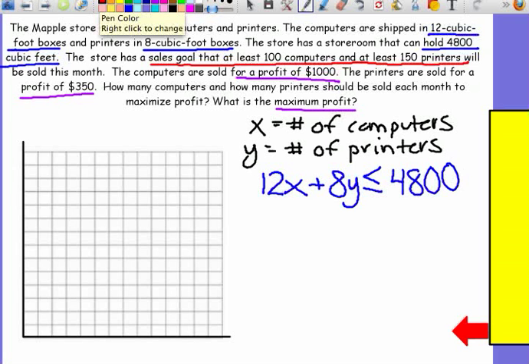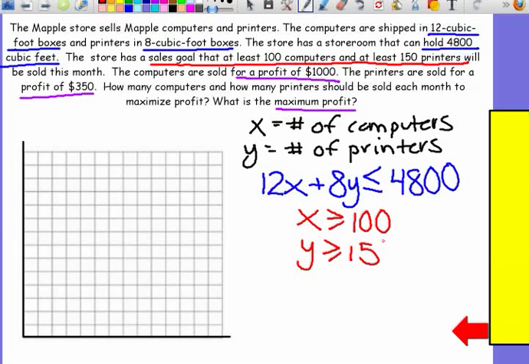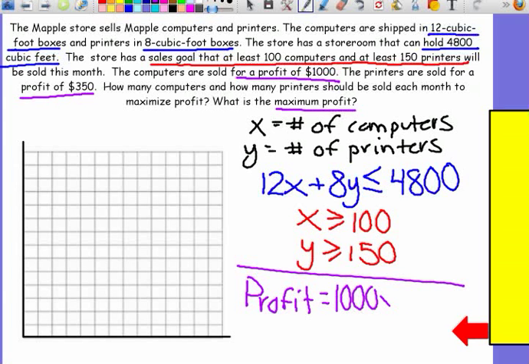Then there is an individual goal for computers. Computers, we need to sell at least 100 of those. And printers, we have to sell at least 150 of those. And then finally, there is an objective function. We are trying to maximize profit, and we are going to make $1,000 of profit on each computer. That seems like maybe that's a little much. And $350 for each printer. Okay, so now we need to start graphing.